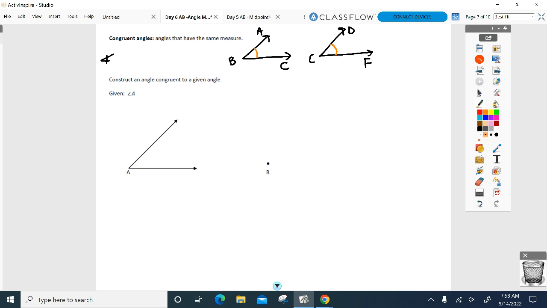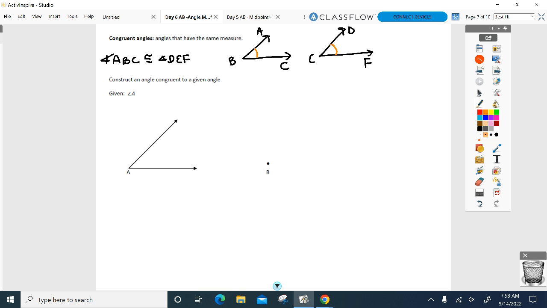Angle ABC, remember the congruent symbol? Congruent to angle DEF. Okay. So if you don't see actual degree measures in the angles, but you see the arc marks, good enough. They're congruent to each other.